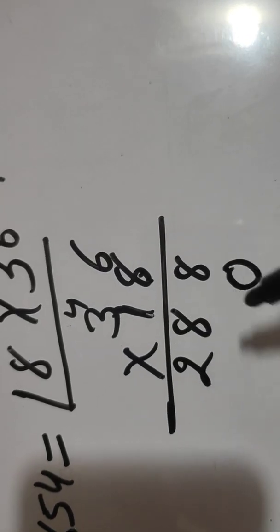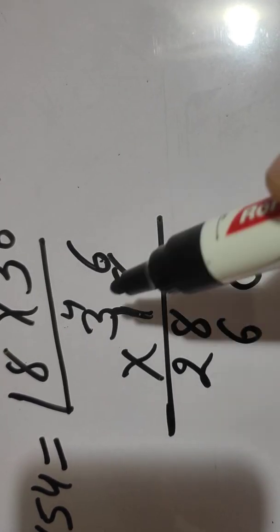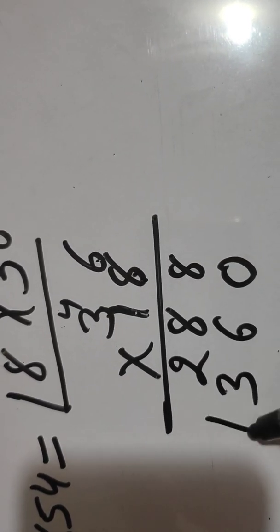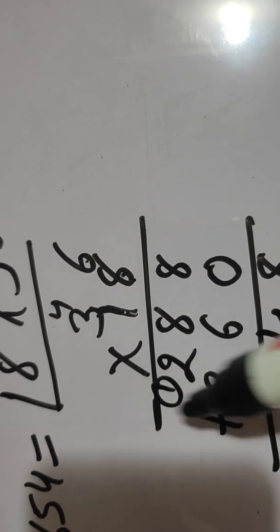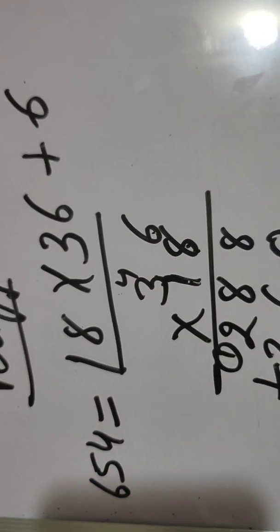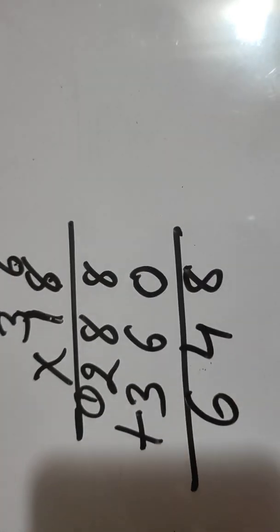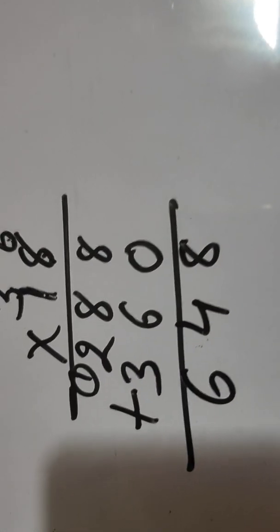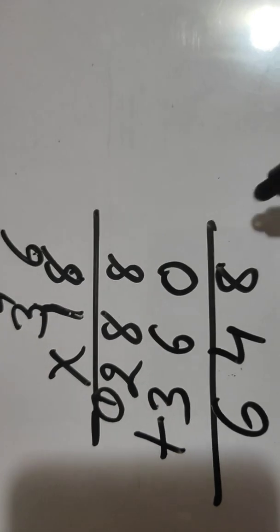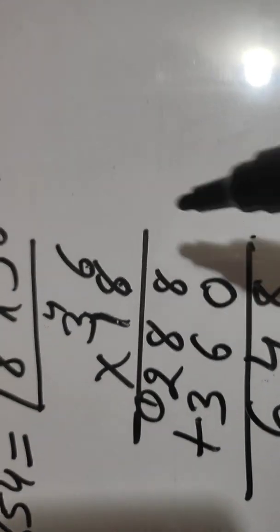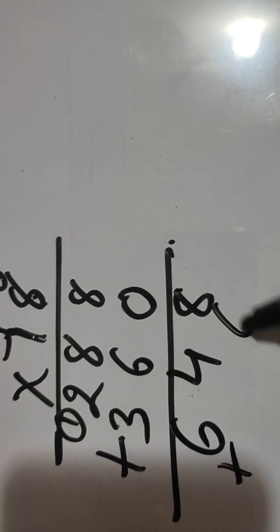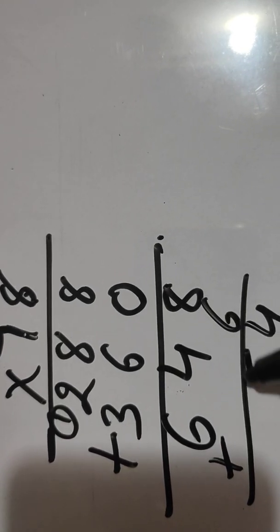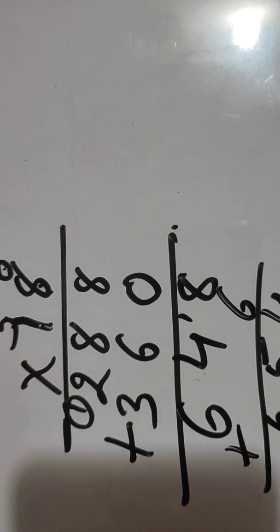So 1 place 0. 1 6 is 6. 1 3 is 3. And now we will add it. 8, 14, 6, 648. And what did we skip here? We have to add the remainder also. So we will add here 6. 14, 5 and 6. It is 654.